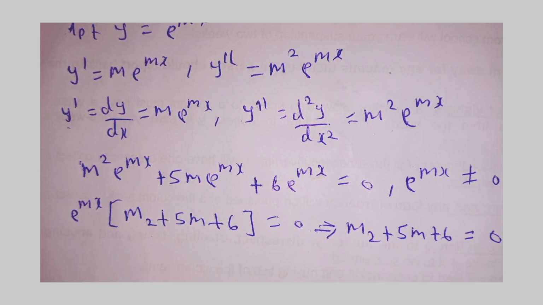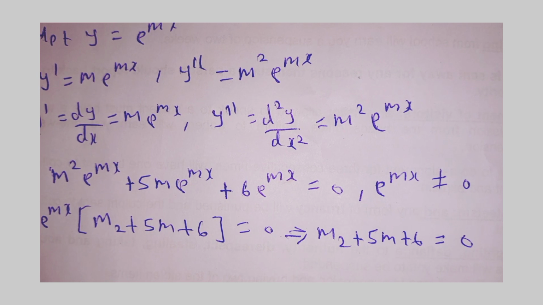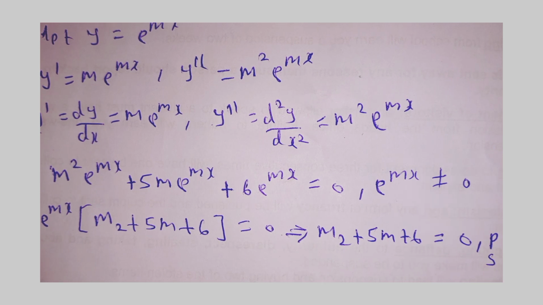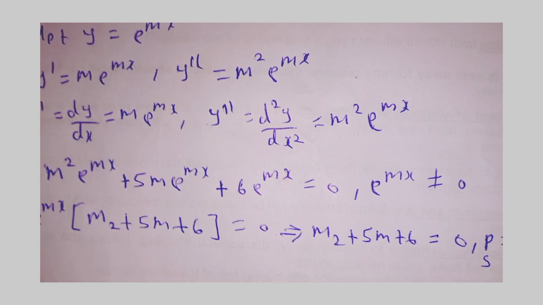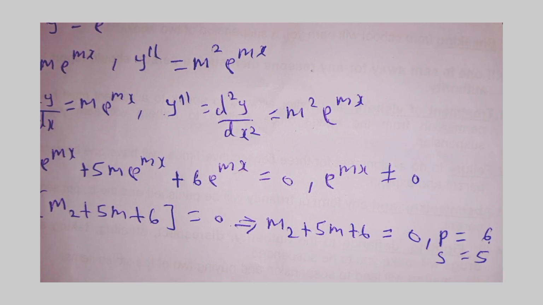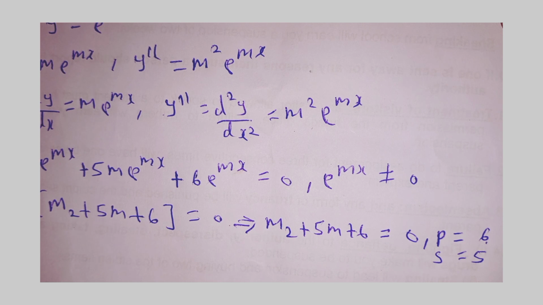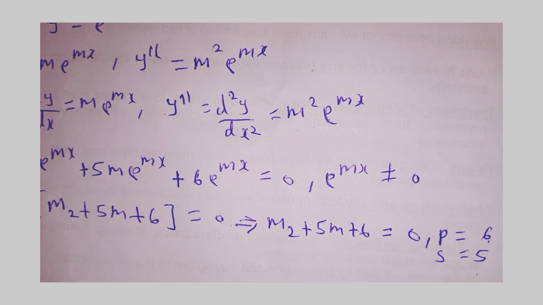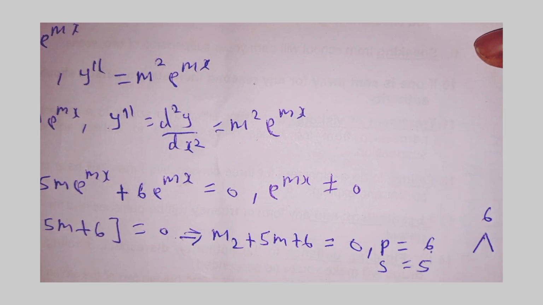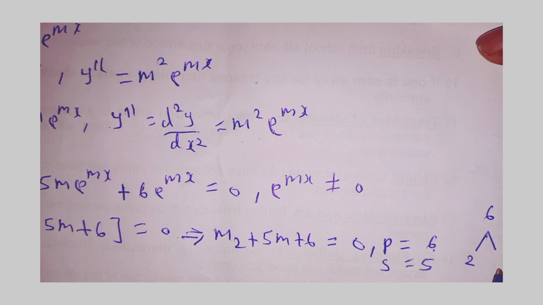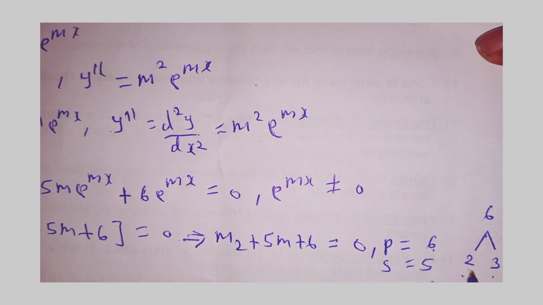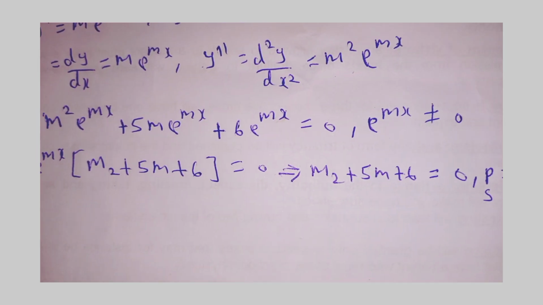Now, this is a quadratic equation whereby the product is 6 and the sum is 5. So you ask yourself, what are the two numbers which when you multiply you get 6, and when you add you get 5. Those two numbers are 2 and 3, because 2 plus 3 is 5, and 2 times 3 is 6.